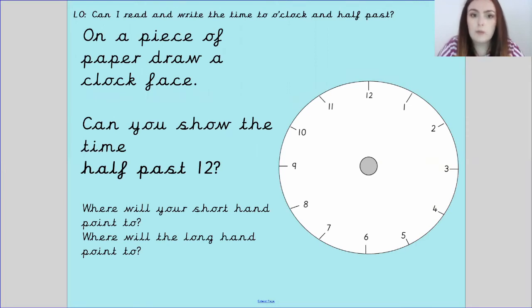I would like for you now to, on your piece of paper, draw the blank clock face, and I want you to show the time 12:30. Have a think, where is your short hand going to be pointing to and where is your long hand going to be pointing to? Pause the video to have a go.